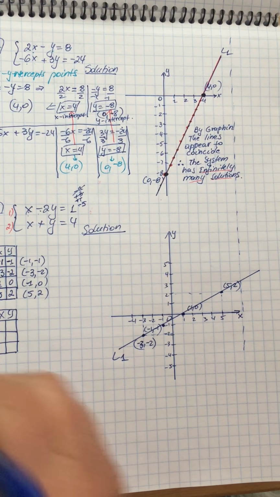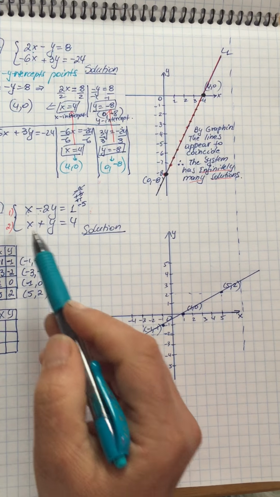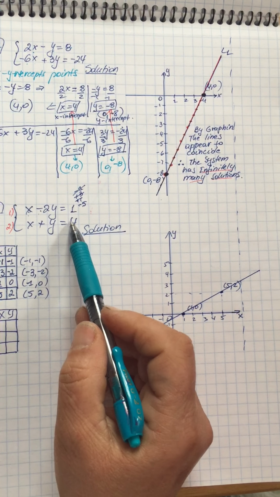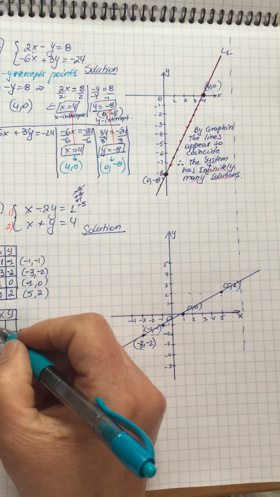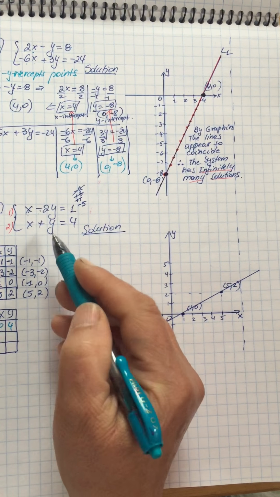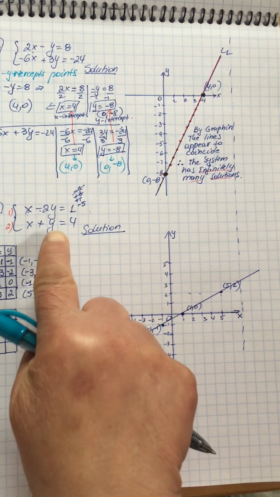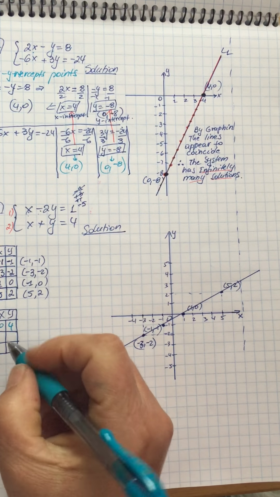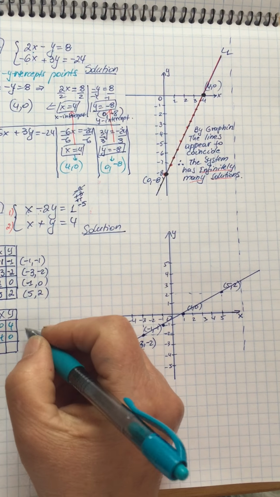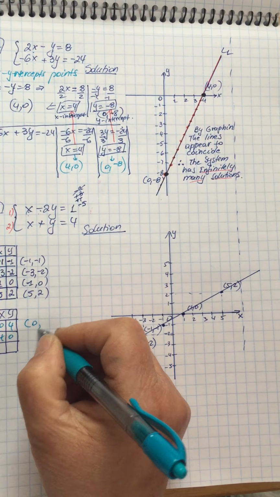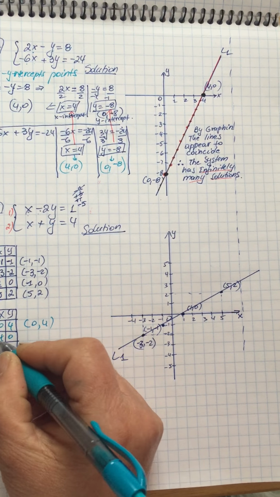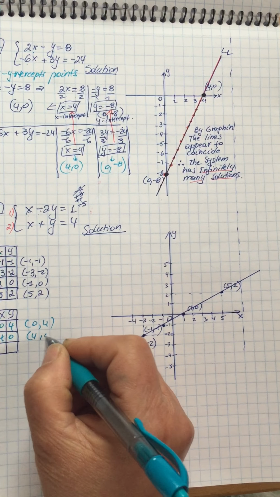Now I need to draw the second line. Let me choose, this is very easy. So when I leave x 0, y becomes 4. When I leave y 0, x is 4. So I have 2 points, which are intersection points. This is the y-intercept point. This is the x-intercept point.